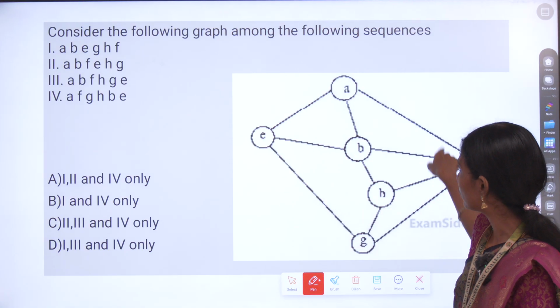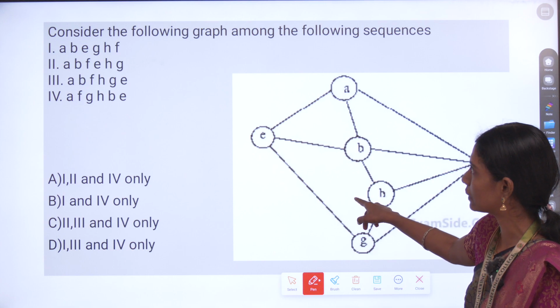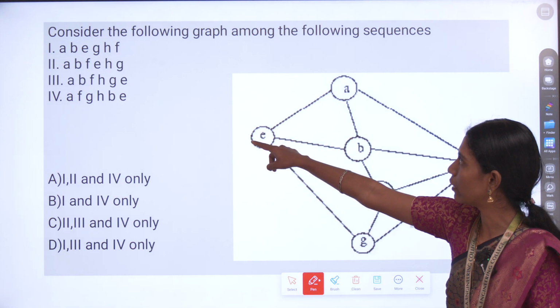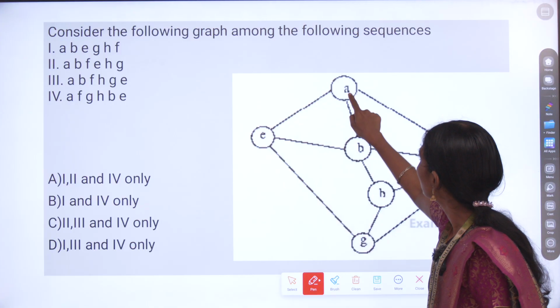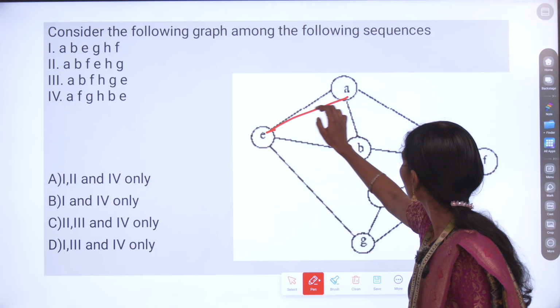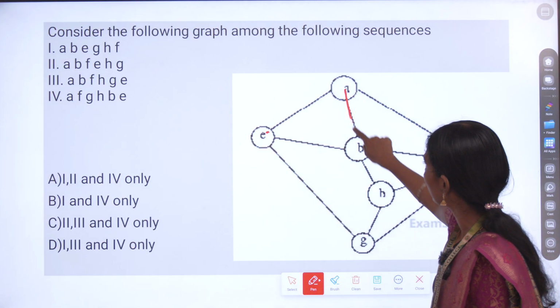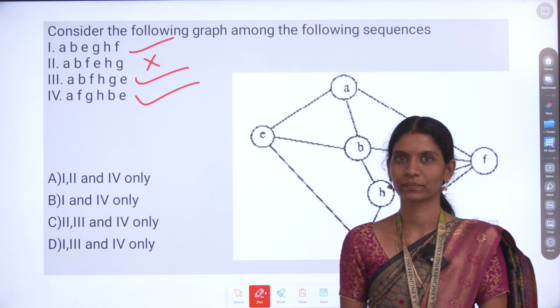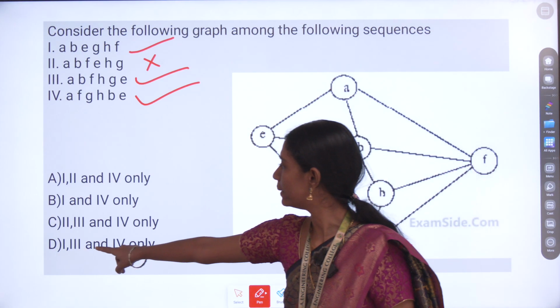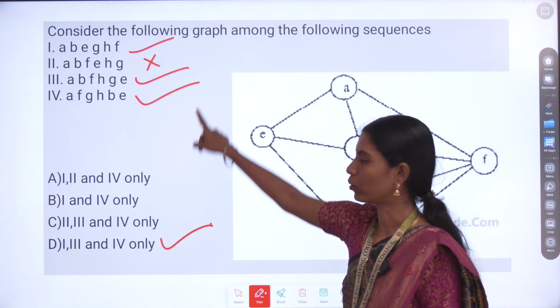Here, considering a spanning tree, which is the shortest path in the sequence. All the sequences belong to the first options A, B. Now the right option is D, 1, 3, 4 only.